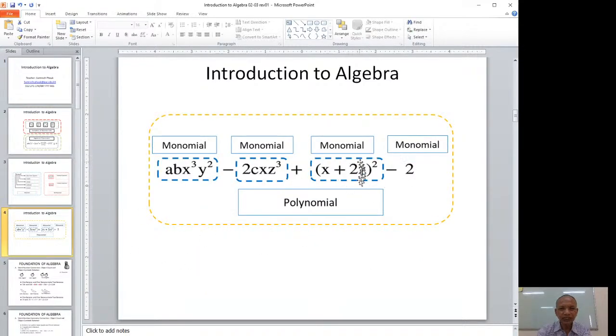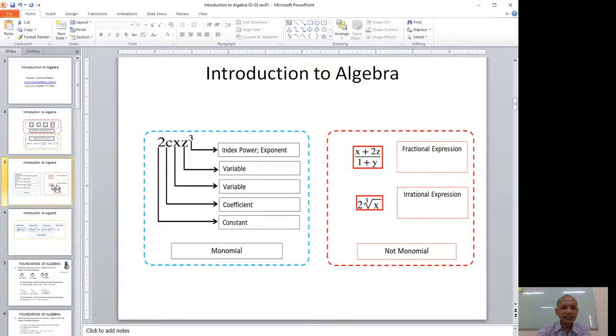So here again, a monomial, because we already see that a monomial can have a constant, coefficient, variable, and an index power or exponent.